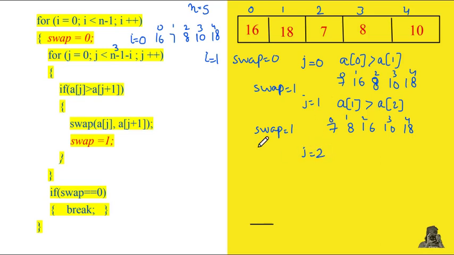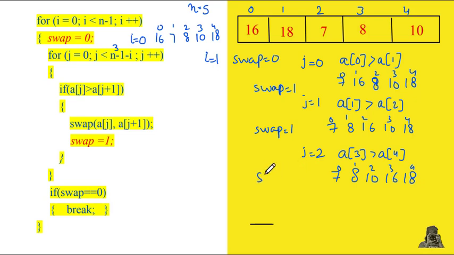Moving to the next iteration, we need to check j's value, 2, which is less than 3. So this will be executed. Again we will check if a of 3 is greater than a of 4. Now we can see 16 is greater than 10, so again swapping will be done. The array will look like this: 7, 8, 10, 16, 18. These are the index values.